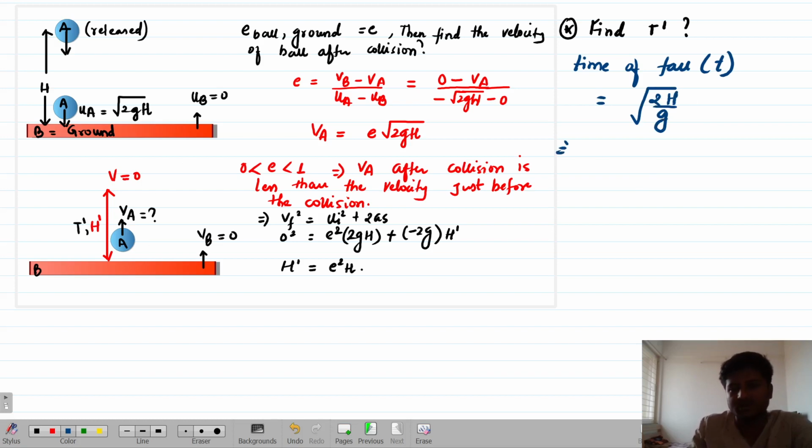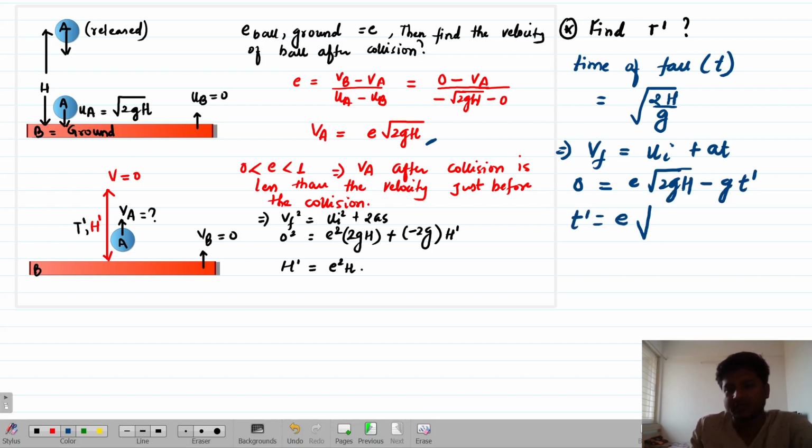So simple, once again we can apply for the second case. V final is equal to U initial plus at, है कि नहीं? V final है क्या? 0. U initial, we got to know, is the velocity with which it is going up, E into root 2gh, minus g into t dash, the new time. Are you able to get me or not? So what is this relation? T dash is equal to E into, once again, root under twice h by g, isn't it? So look over here, this t dash is nothing but e into the initial time of fall. So see, you got the relation.